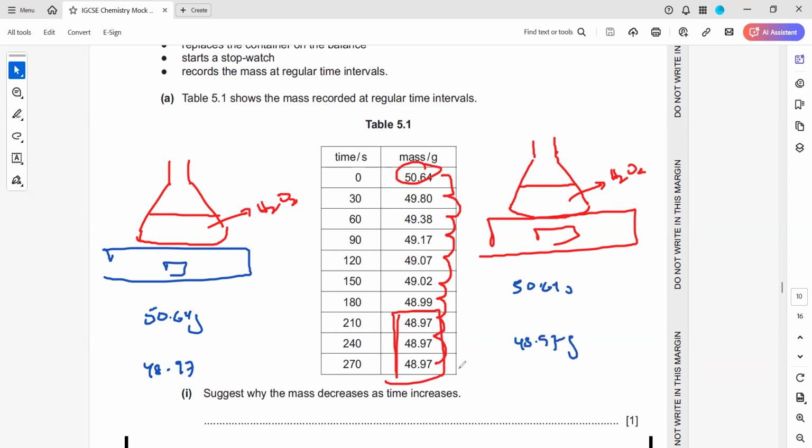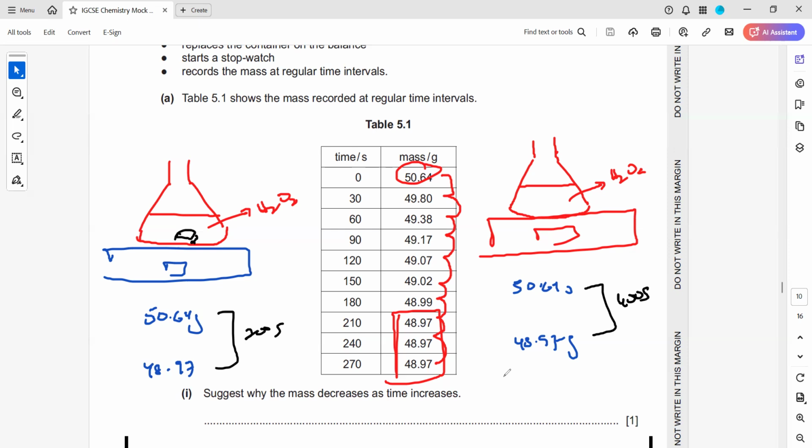But what will be the difference? The difference will be the time. Let's say this took 200 seconds to show a change in mass with a catalyst. Without a catalyst, it will take much longer, maybe 400 seconds or more. So the final change in the mass will be the same, but the time interval, the rate of reaction, will be altered.